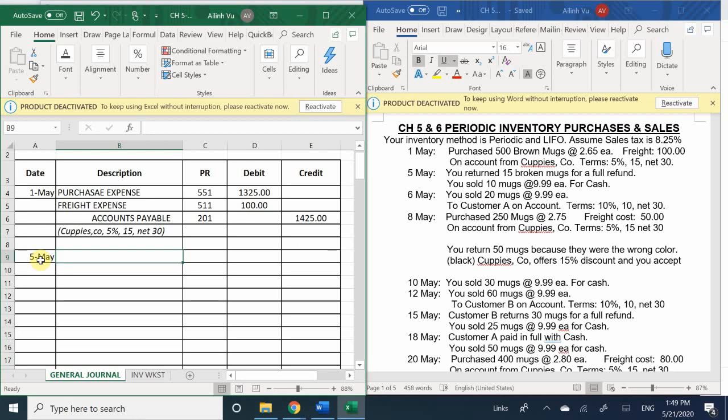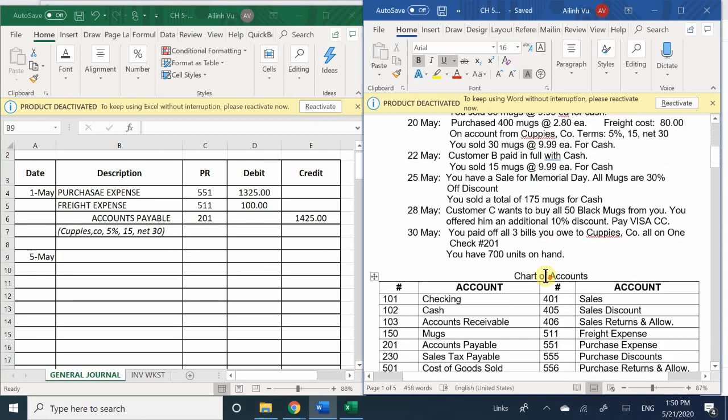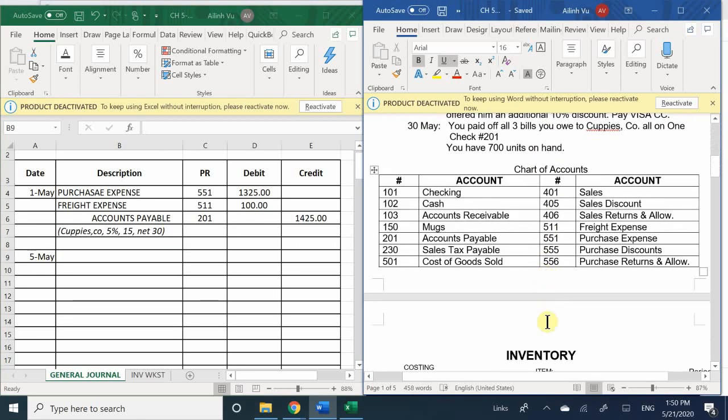What do we need to do here? What is the transaction at hand? Returns and allowances. But which one? We have two of them, right? Let's look at the chart of accounts. Which one are we going to be using? Purchase returns and allowances. Good.